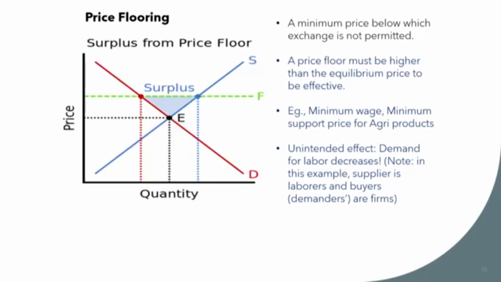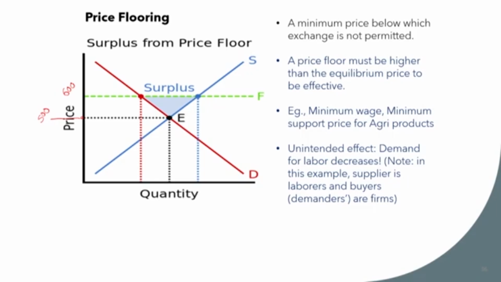Then another concept closely related to the price ceiling, and completely opposite, is the price floor. Here, a price floor means a minimum price below which exchange is not permitted. For example, minimum wage. Suppose the market determined price is, for example, 500, and the government says that the wage should be 600.